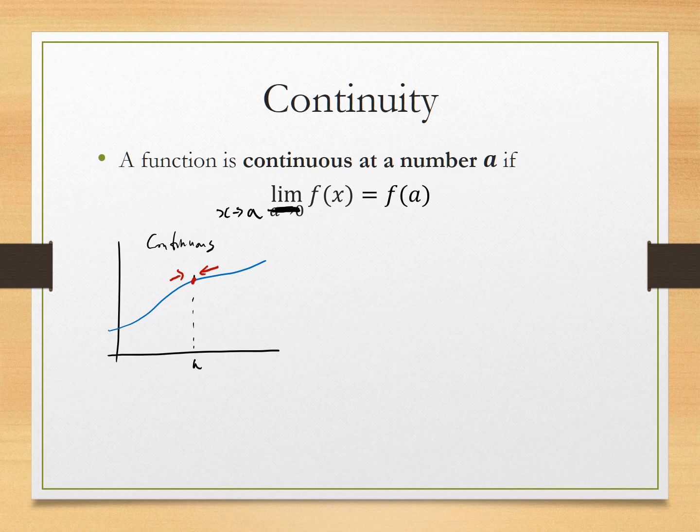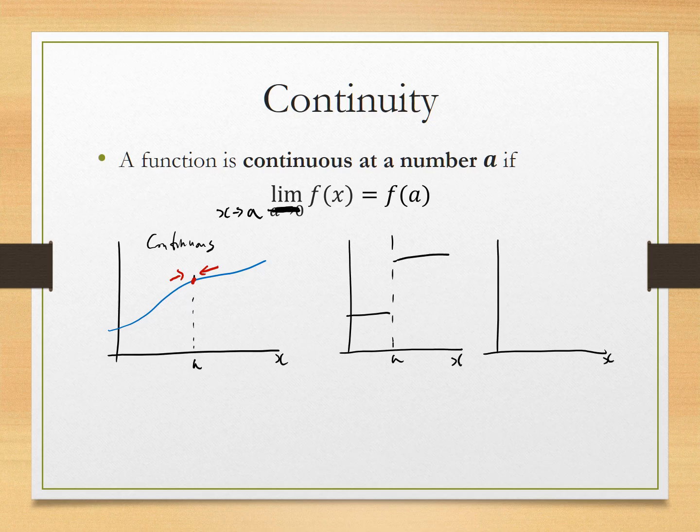What is not continuous? This would clearly not be continuous, right? This is clearly not continuous because if you look at the trend from the left-hand side and the right-hand side, they are different. So the limit does not exist to begin with, so this is clearly not continuous.